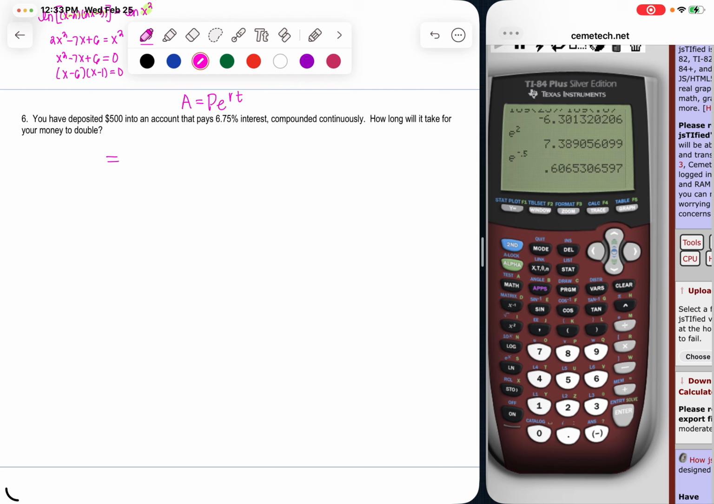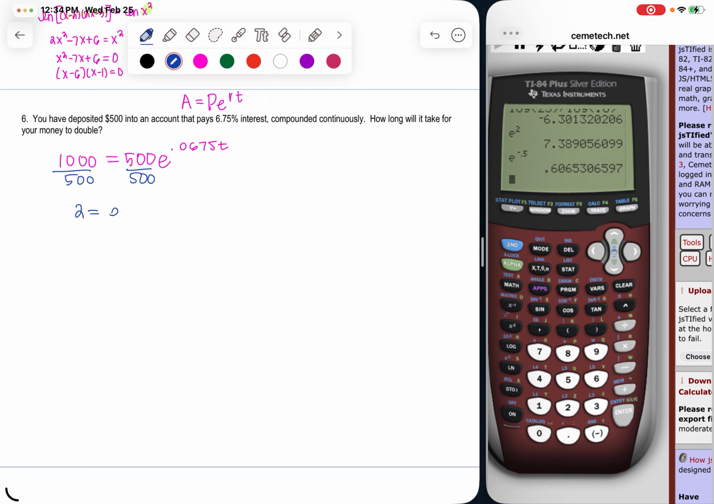Okay. All right. Do we know our initial amount? Yeah, it's 500. Okay, we put in account, and we have E to the, it pays 6.75% interest, so that's 0.0675. How long will it take? We're looking for T to double, so doubling is 1,000. So really, we didn't even need to know that we had 500. We could have put A naught and 2A naught, right? Like, when we divide both sides by 500, we're going to get 2 over there no matter what for doubling. So we didn't even need to know the initial amount if we were looking at double.